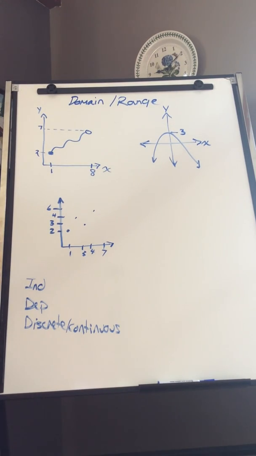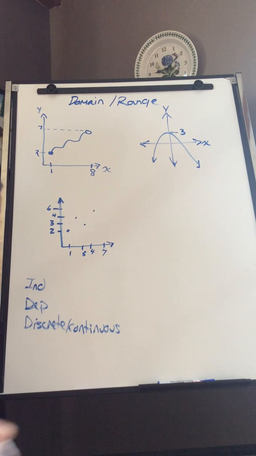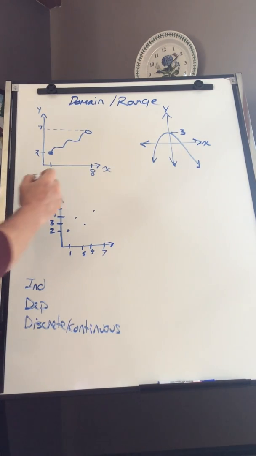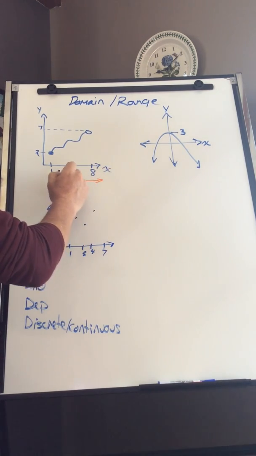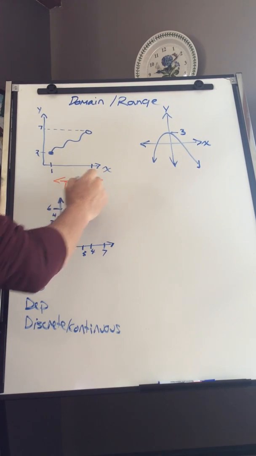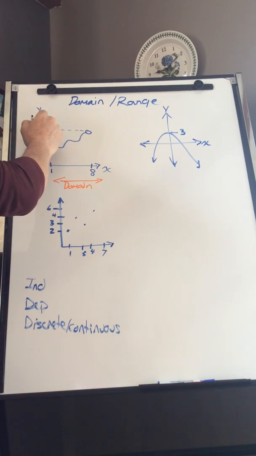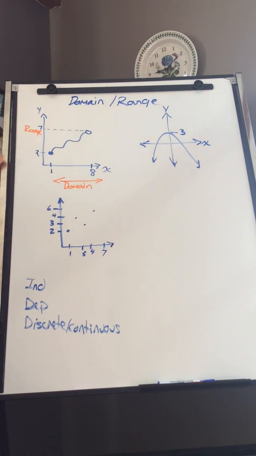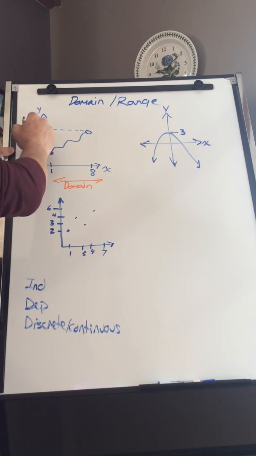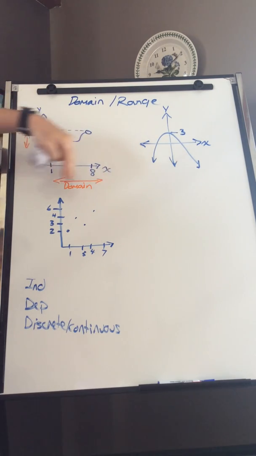First one was going over domain and range. Now, everybody seems to struggle with this. This is an ongoing thing, every year. Domain is always the horizontal. Range is always the vertical. So what I've got to do is decide where the vertical values are possible and where the horizontal ones are possible.